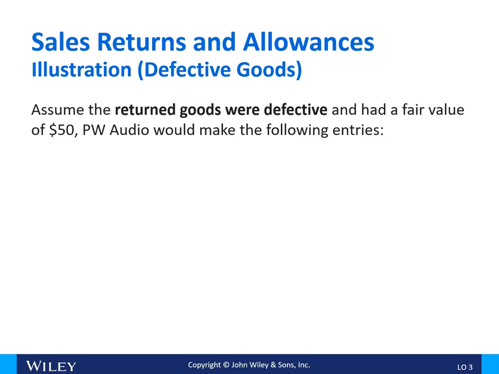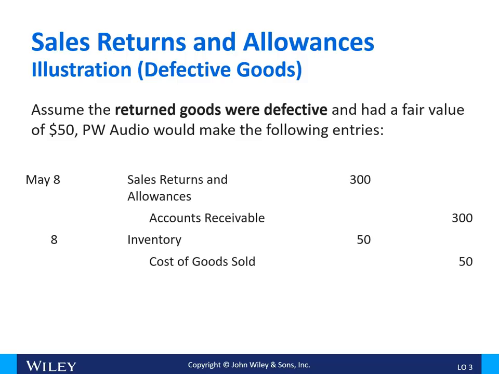Now let's assume that the goods that were returned were defective. Okay, if we return defective goods, it's going to have a lower fair value than the original cost. So in this case, we've determined that the fair value is $50 instead of the $140. So entries we make are going to be the same. We're going to debit sales returns and allowances for the full selling price of $300, credit accounts receivable for that same amount, $300.